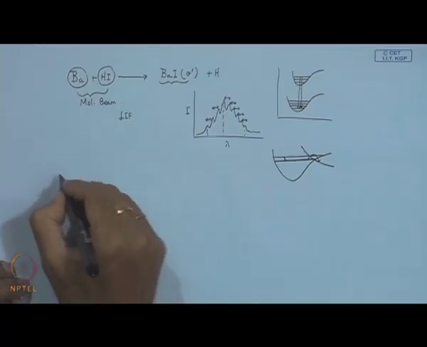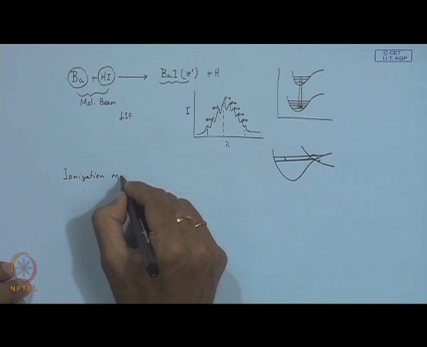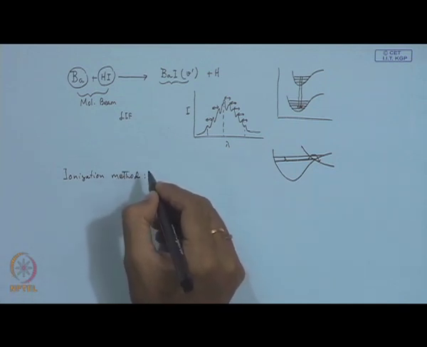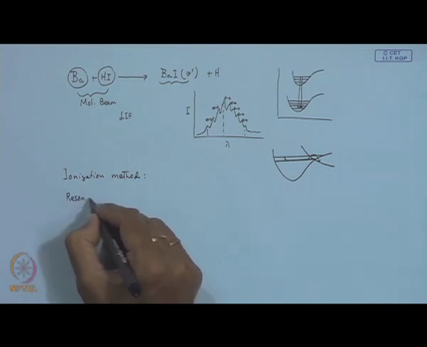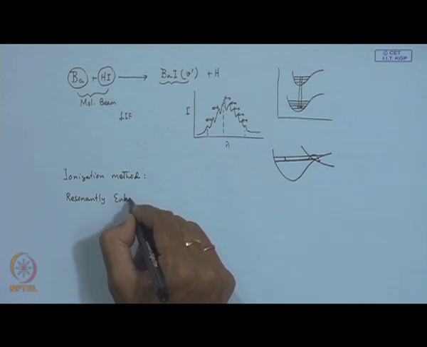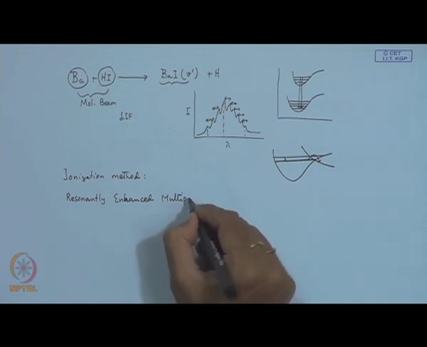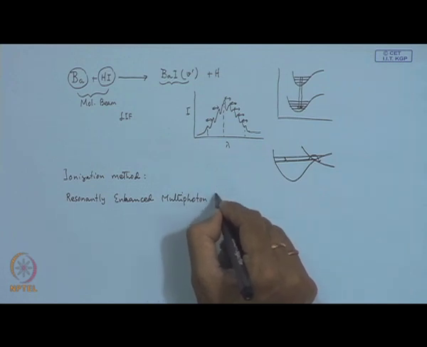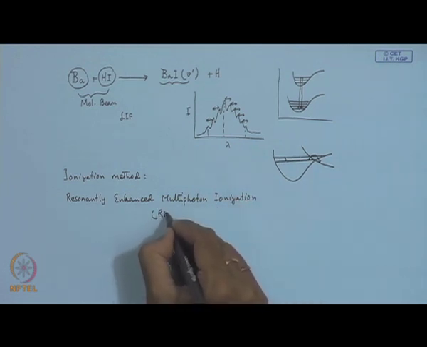Another technique could be an ionization method. Ionization methods. Okay, so resonantly enhanced, it is called the resonant enhanced multi photon ionization. It is called REMPI.